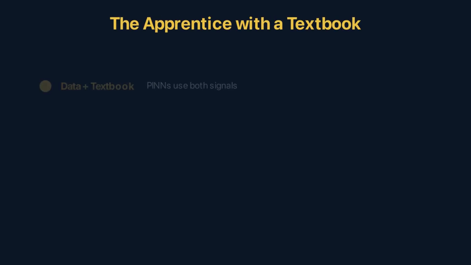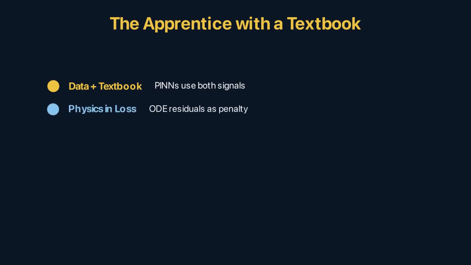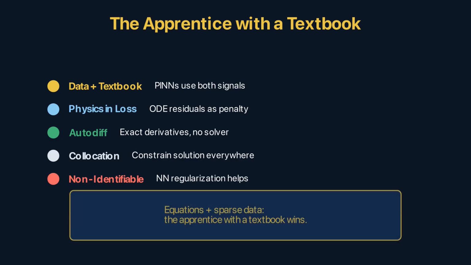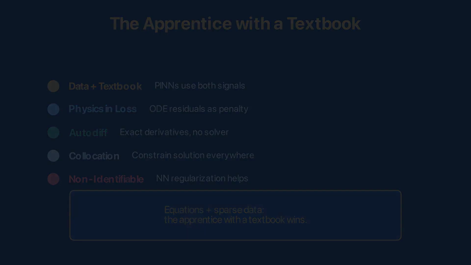PINNs encode physical laws in the loss function. AutoDiff provides exact ODE residuals. Collocation points constrain the solution everywhere. Non-identifiable parameters gain practical identifiability through neural regularization. Your GBM QSP model with 3 stubborn parameters is a natural PINN candidate. Wherever you have equations plus sparse data, the apprentice with a textbook outperforms either alone.